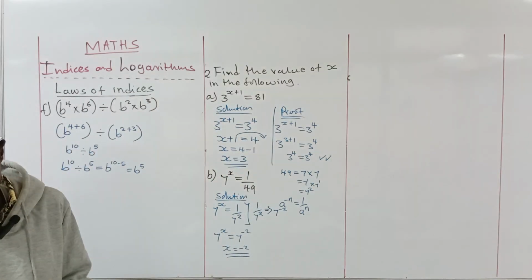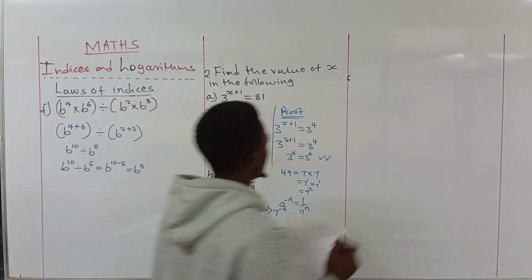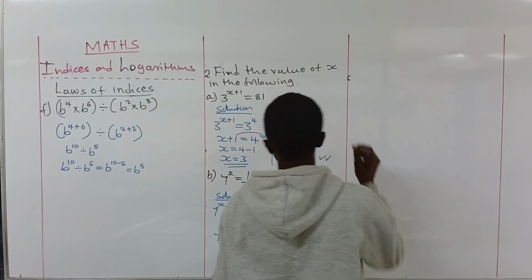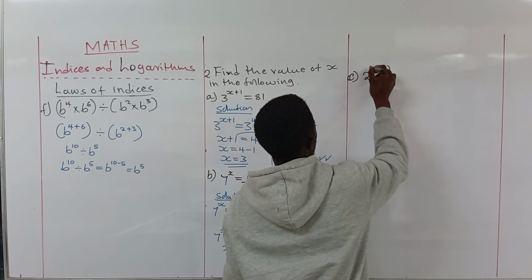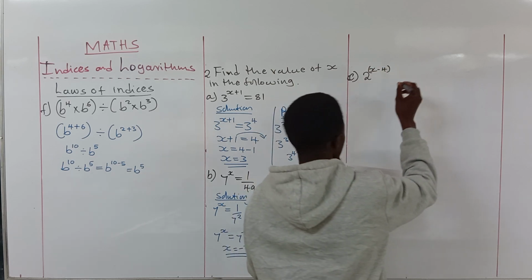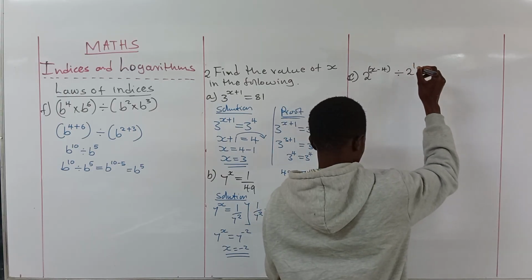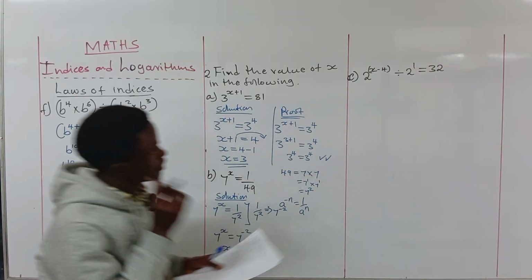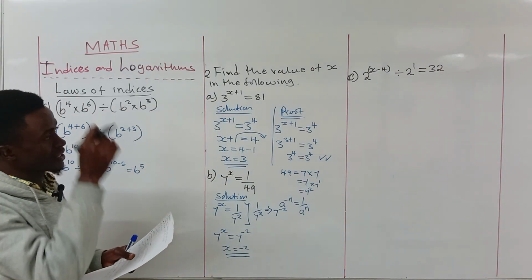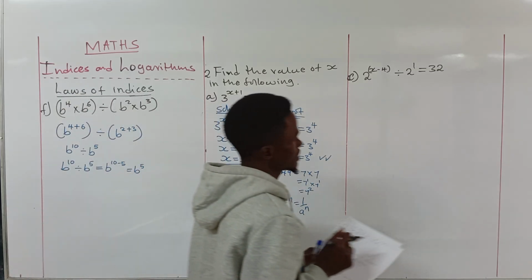On the other end, we have another question. Our question reads: 2 raised to power x minus 4, divided by 2 raised to power 1, is going to give us 32.